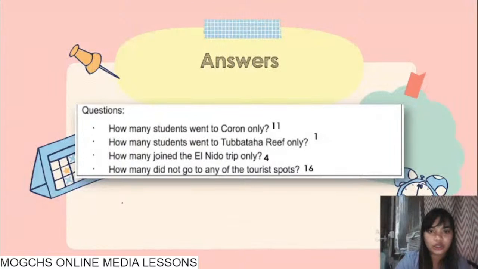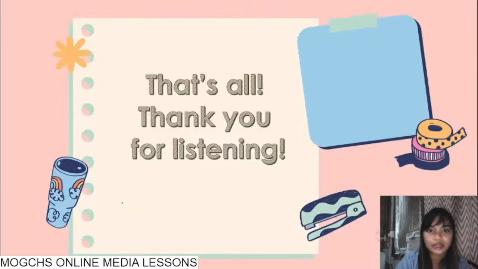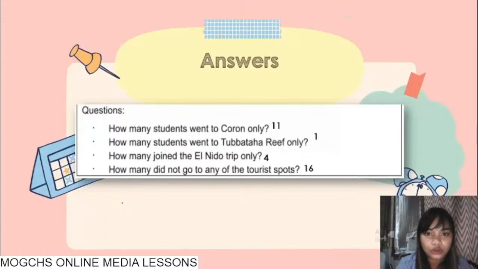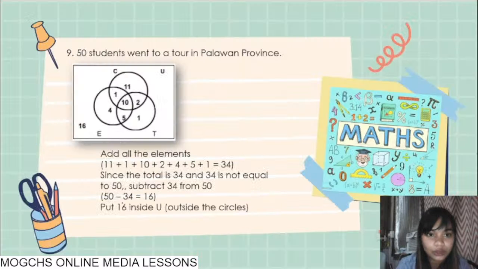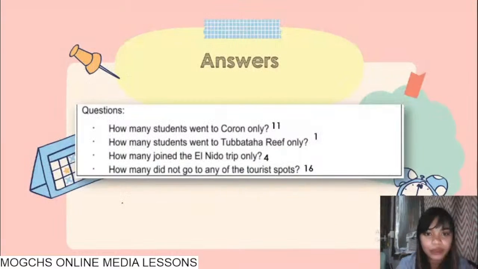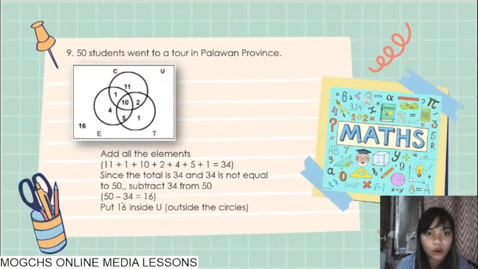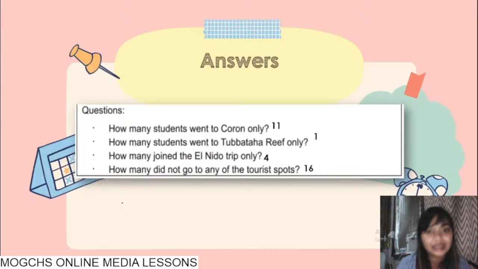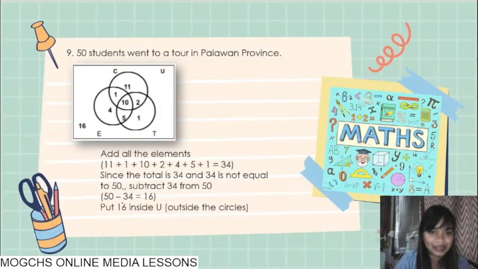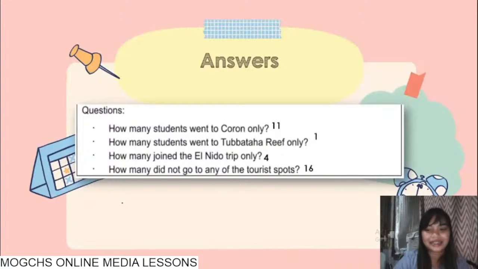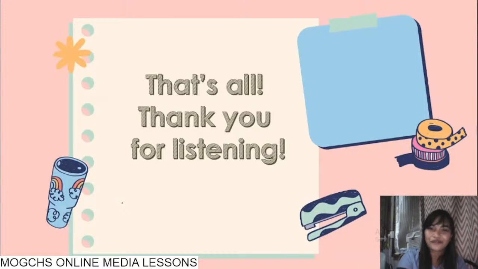Okay, for the questions, here are the answers. How many students went to Coron only? That is 11. And how many students went to Tubbataha Reef only? That is 1. And how many joined the El Nido trip only? That is 4. And how many did not go to any of the tourist spots? That is 16.